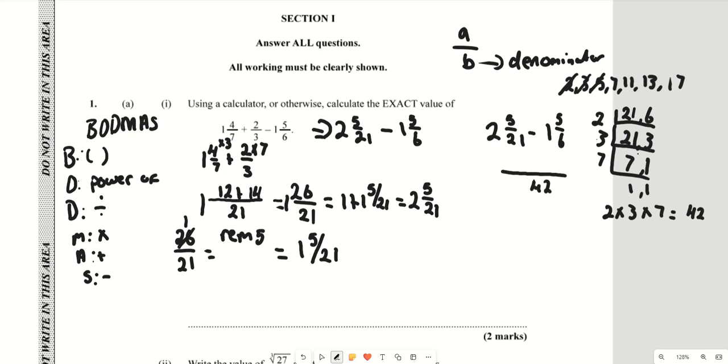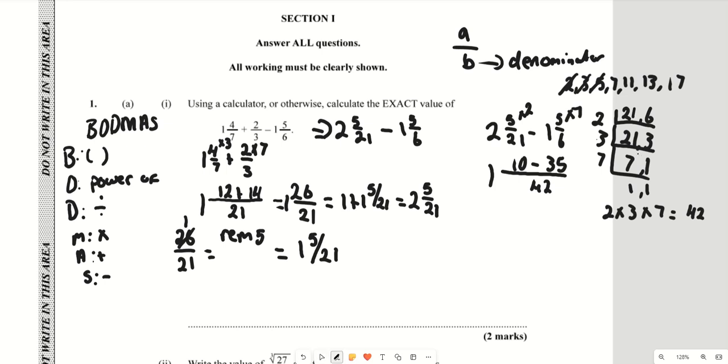So now I'm going to say 2 minus 1 is 1. How many times can 21 go into 42? 21 can go into 42 2 times. So you multiply the numerator of that fraction by 2. So 5 2s are 10. Minus, how many times could 6 go into 42? 6 goes into 42 7 times. 7 6s are 42, yeah. So you multiply the numerator of that fraction by 7. 7 5s are 35. Now, obviously, 10 cannot minus 35.